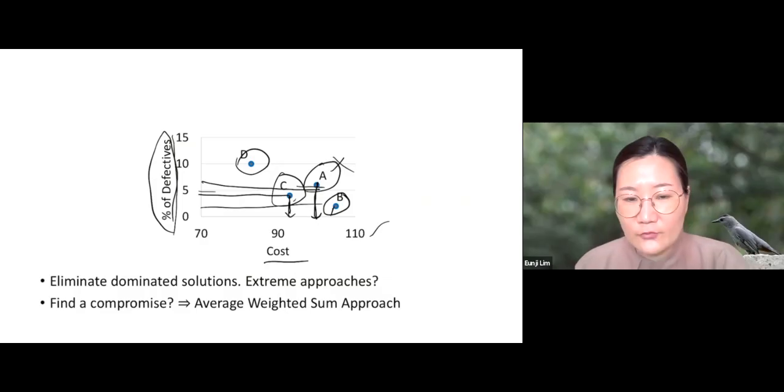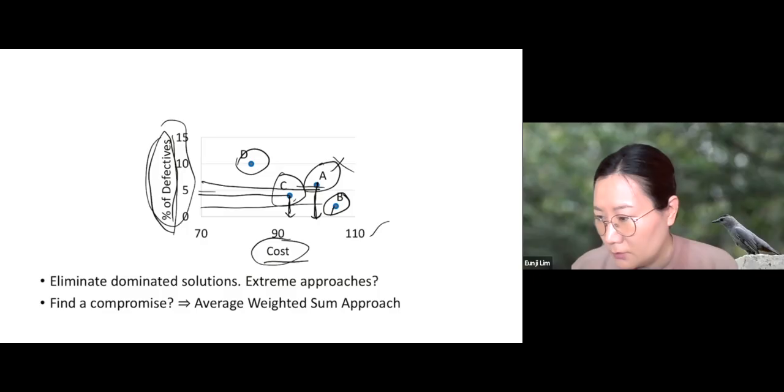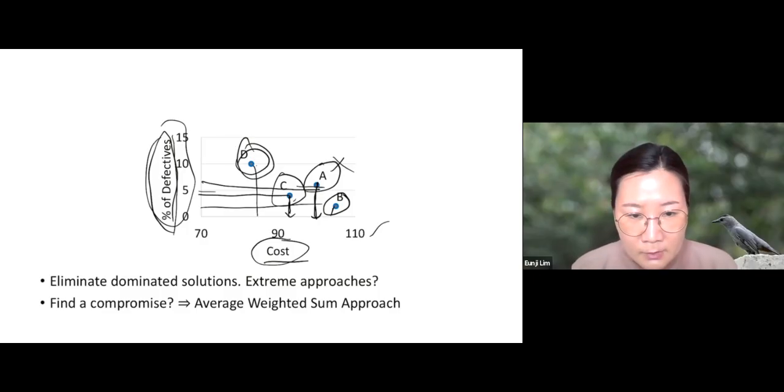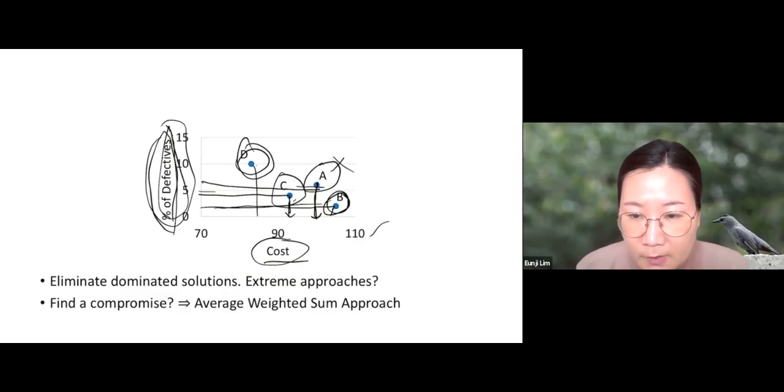Now let's think about extreme approaches. Let's say I don't care about the percentage of defectives. All I care about is the cost. In this case, which one should you pick? All I care about is the cost, so you choose the cheapest one, which is D. Let's go to the other extreme. Let's say I don't care about the cost. All I care about is the percentage of defectives. Which one should you pick? The one with the lowest percentage of defectives, which is B. But this doesn't happen a lot in practice. These are very extreme cases.